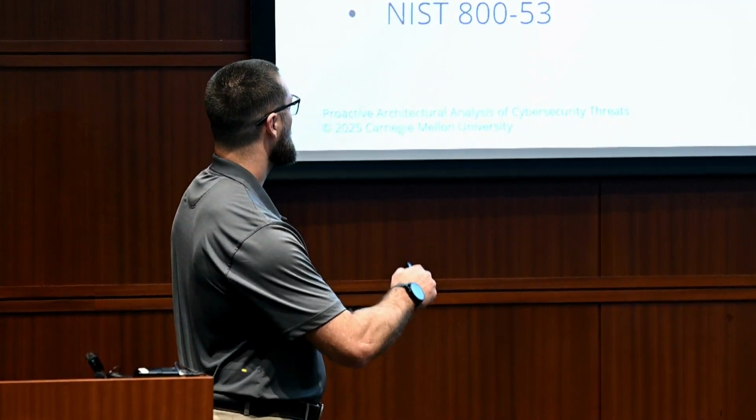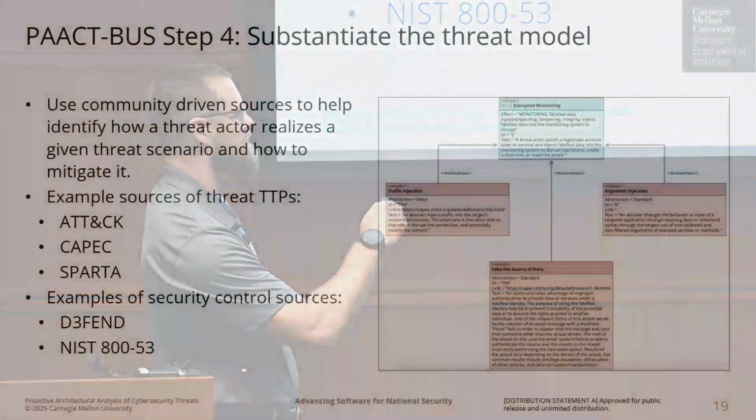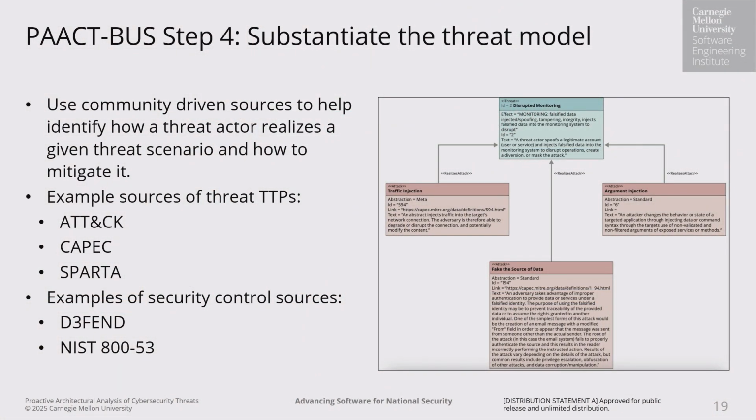As I mentioned, a couple of examples of good databases for threat TTPs are ATT&CK, CAPEC, and, if you're in the space domain, SPARTA as well. And then additionally, security controls, so how we're going to mitigate those threats, right? We can import elements for things like D3FEND, or, as I mentioned earlier, NIST 800-53. So we've got all of these in there, and through our threat modeling profile, we can link those security controls in.